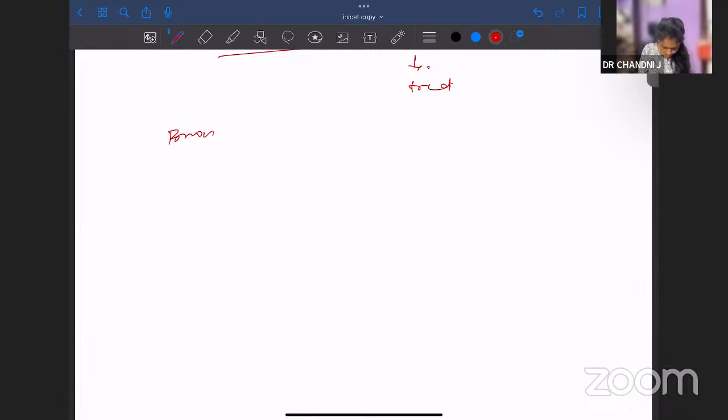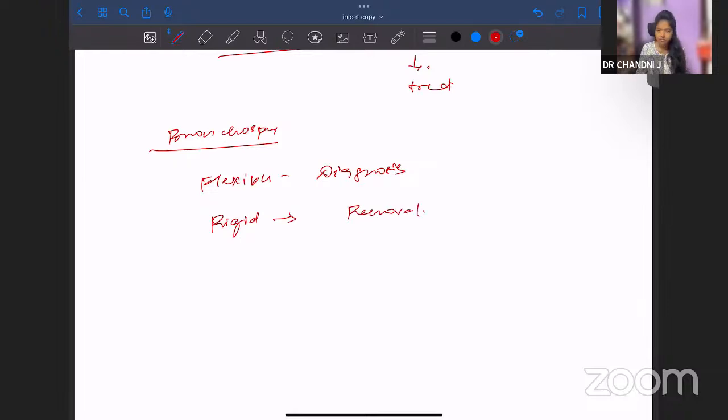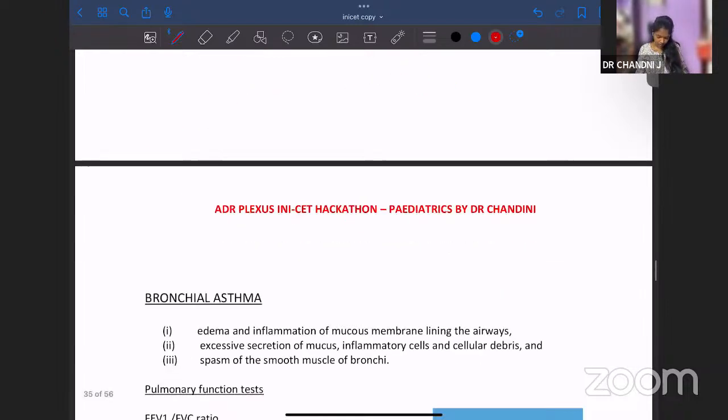Then bronchoscopy. Flexible bronchoscopy is for diagnosis. Remember this. Flexible bronchoscopy is for diagnosis and rigid bronchoscopy is for removal of foreign body. Okay, clear? Now, next question.